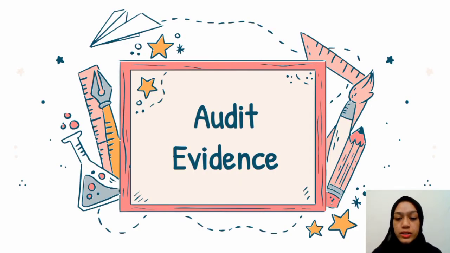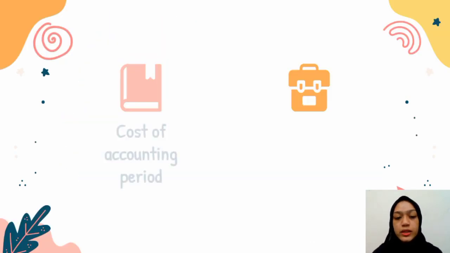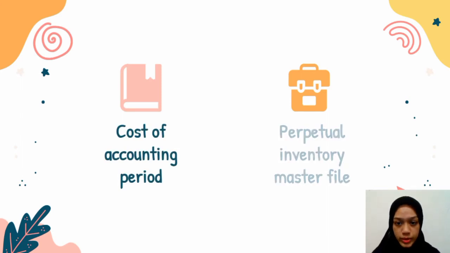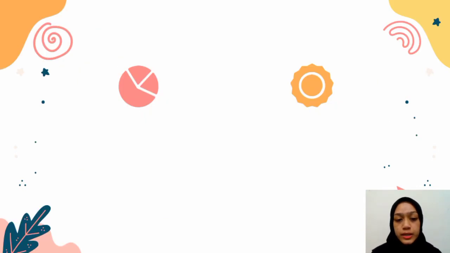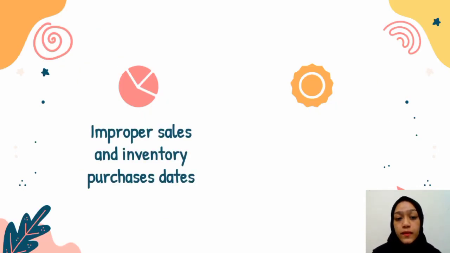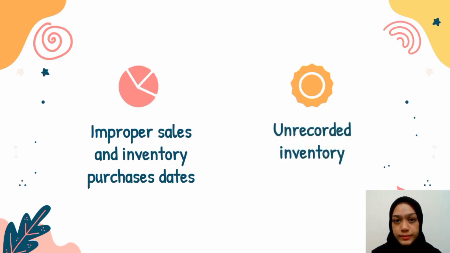Next, the audit evidence for cut-off is cost of accounting period and perpetual inventory master file. The last one is possible misstatement. The possible misstatement for cut-off can be improper sales and inventory purchases dates and unrecorded inventory.